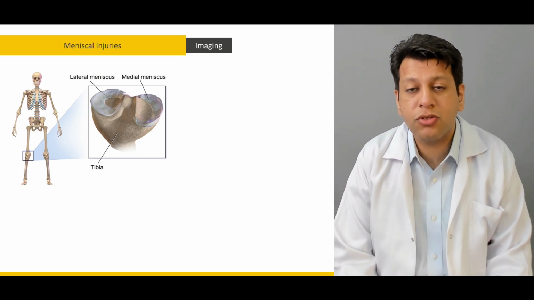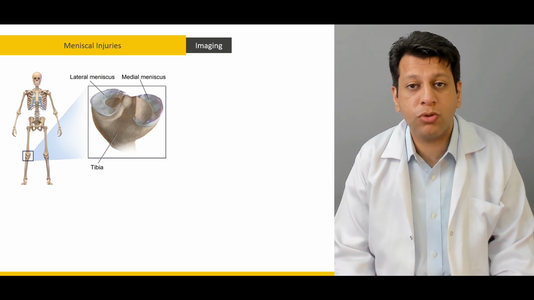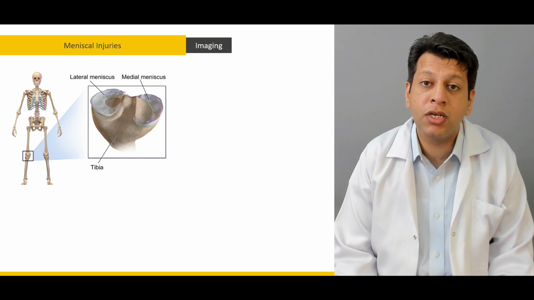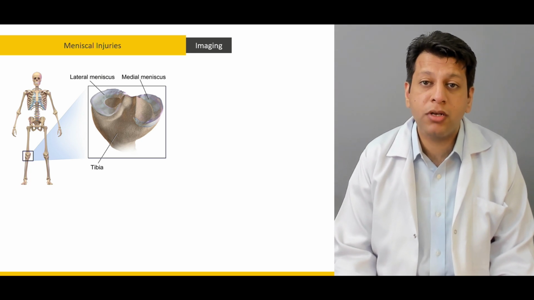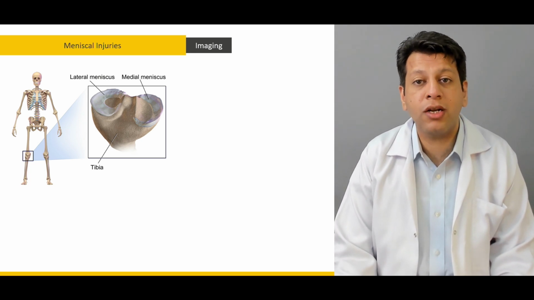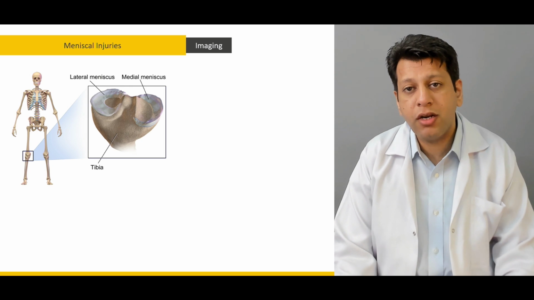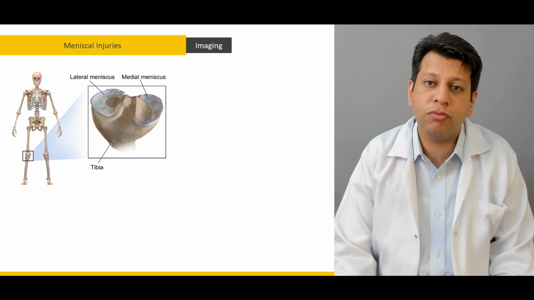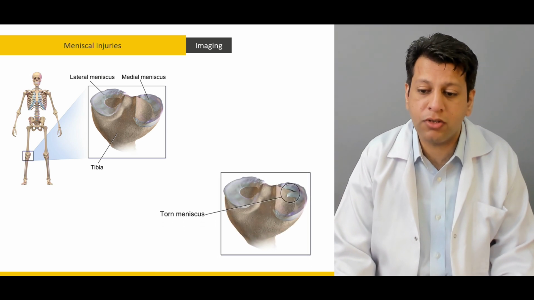Usually the patient comes and complains with this kind of history, and when you examine them, there's the McMurray test which tells you whether the medial meniscus or the lateral meniscus is involved. And the most common finding is joint line tenderness. If it's the medial meniscus, it's always medial joint line tenderness. If it's the lateral meniscus, it's always lateral joint line tenderness.